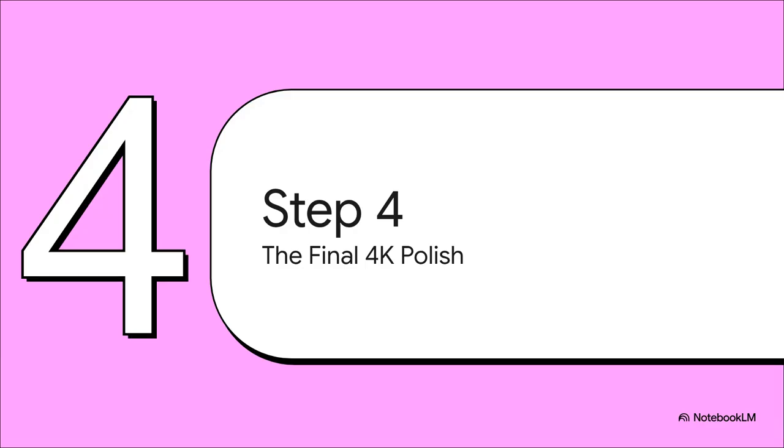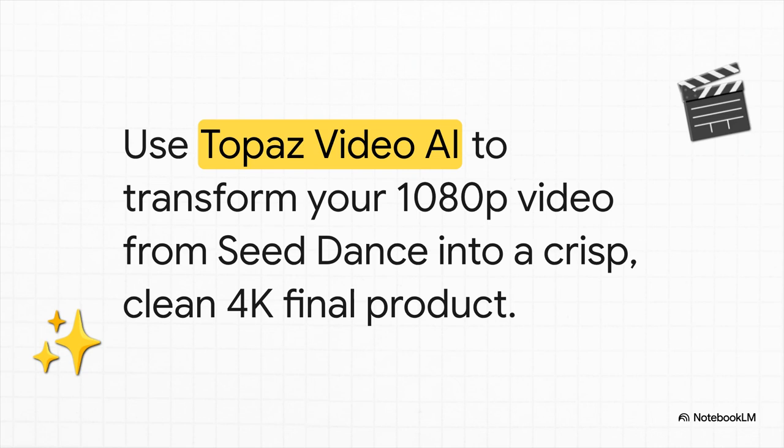Okay, so at this point, we have a fantastic-looking 1080p video clip. And honestly, we could totally stop here and be happy. But if we're really aiming for that truly professional cinematic finish, there is one last step to take. And that final step is a 4K upscale using a tool called Topaz Video AI. This is where we take our great 1080p clip and transform it into a crisp, ultra-high-definition final product that's going to look amazing on any screen.